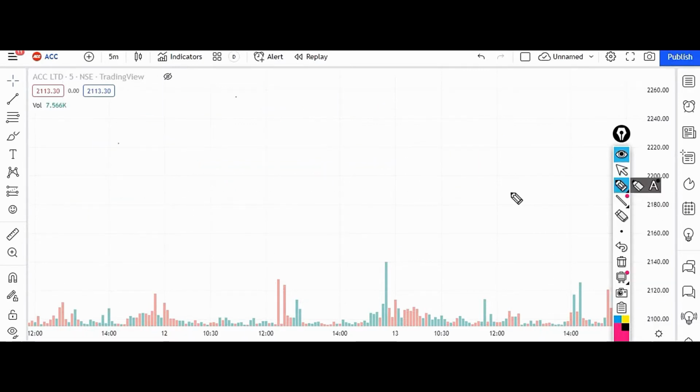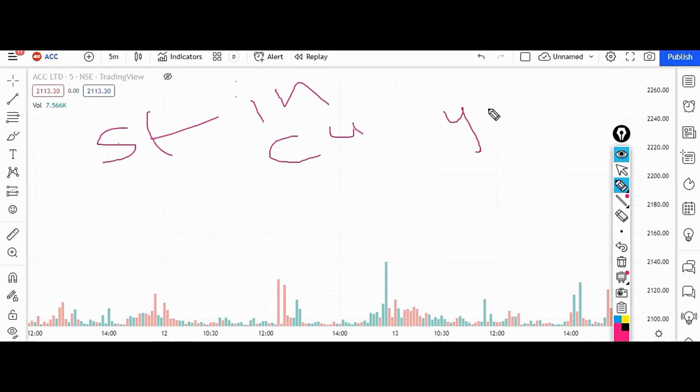PDH, PDL is a very good concept for intraday trading in any instrument: stocks, indices, commodities, currency, anywhere you can use it. That's how important it is.